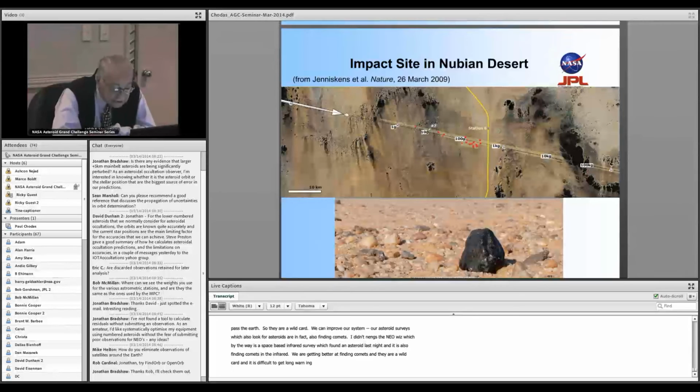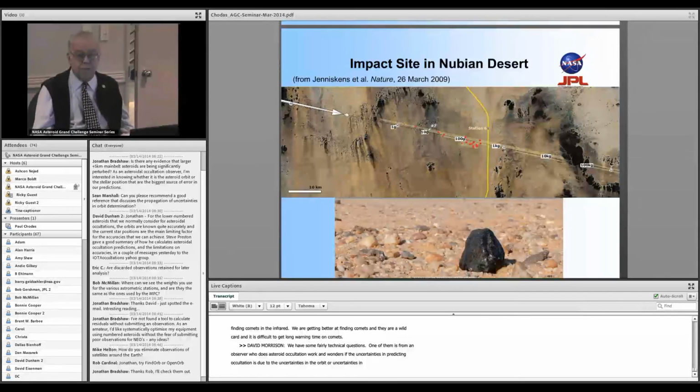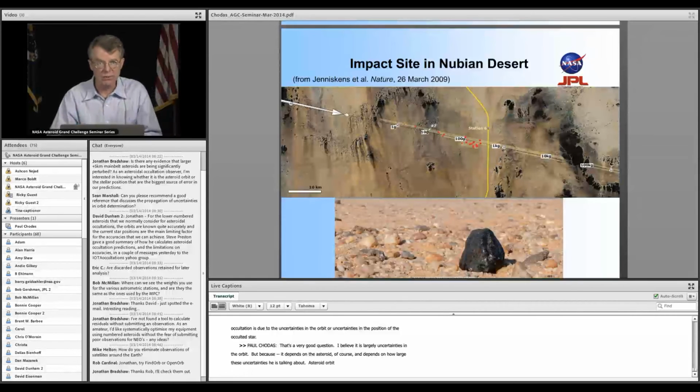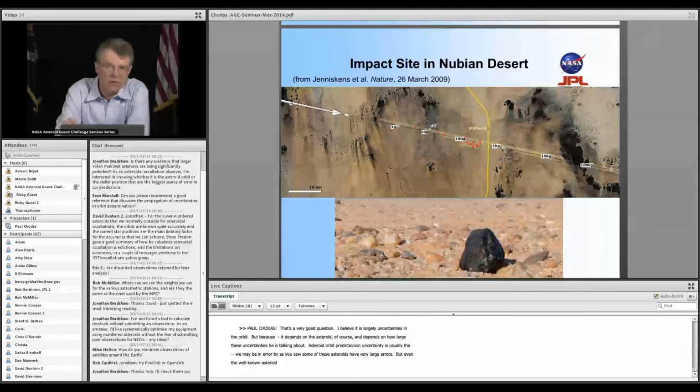We have some fairly technical questions here. One of them is from an observer who does asteroid occultation work, main belt primarily, and wonders if the uncertainties in predicting occultations are generally due to uncertainties in the orbit or uncertainties in the position of the occulted star. Oh, that's a very good question. I believe it's largely uncertainties in the orbit, but it depends on the asteroid, of course, and on how large these uncertainties are. But the asteroid orbit prediction uncertainty is usually the largest component. Especially along its track, we may be in error by, as you saw, some of these asteroids have very large errors, but even the well-known asteroids have small errors. So I think the majority of the error is in the asteroid orbit.